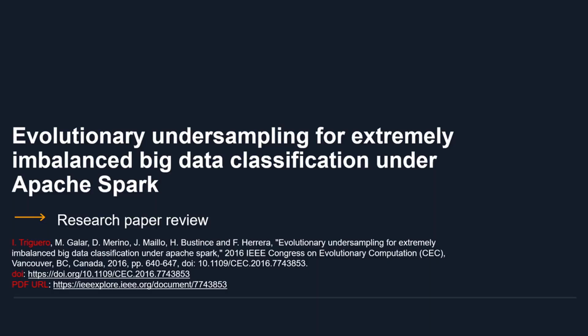Hello guys, today we're going to summarize the paper Evolutionary Undersampling for Extremely Imbalanced Big Data Classification under Apache Spark. I've attached the name of the paper, the DOI and the PDF to download the paper. It's also worth mentioning that one of the authors of this paper is Isaac Triguero, who is an associate professor in the computer science department at the University of Nottingham.